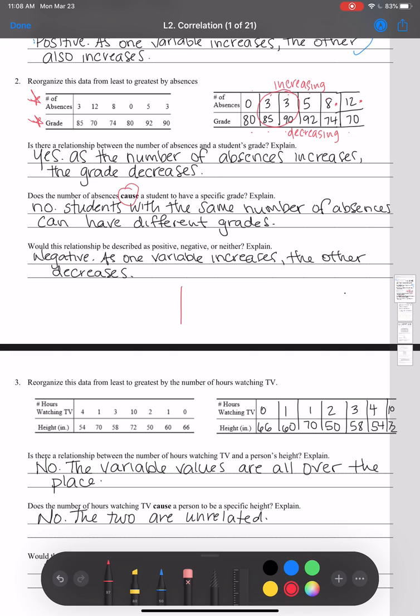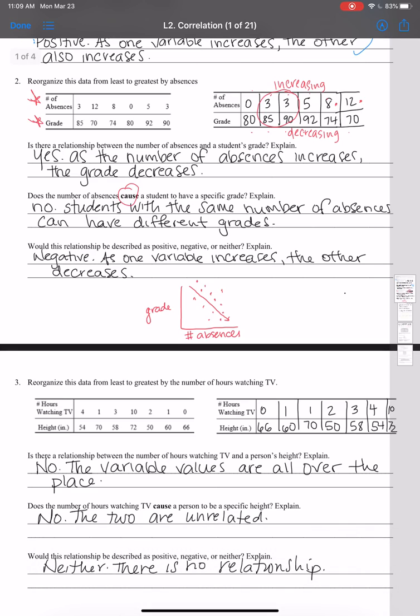So again, if we show this on a graph, this would be our number of absences, and this would be our grade. And as the number of absences increases, the grade decreases. But as you know, with certain absences, your grade could be up here, over here, some people lower. It all depends on your abilities and your efforts, as you know. But overall, that is a negative relationship.